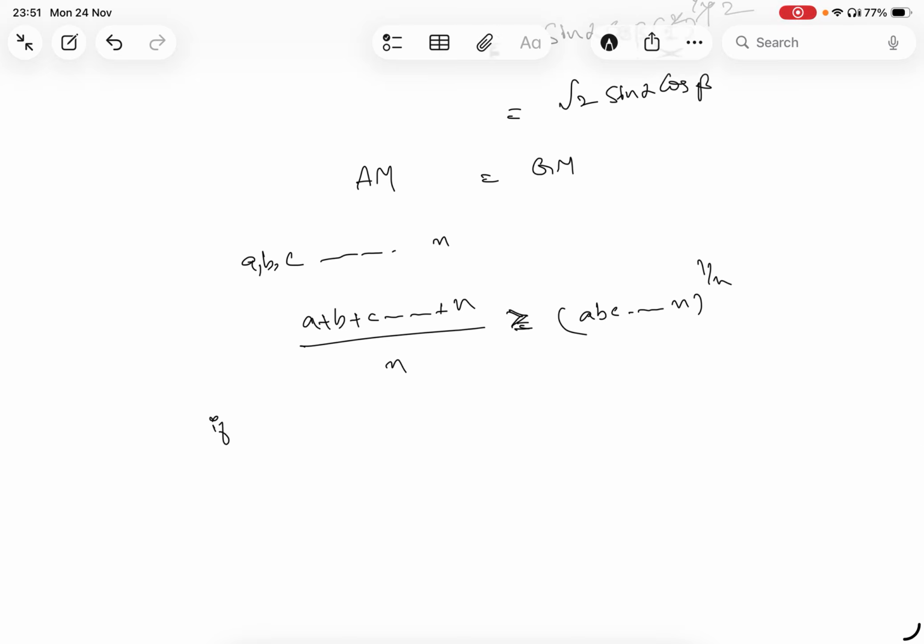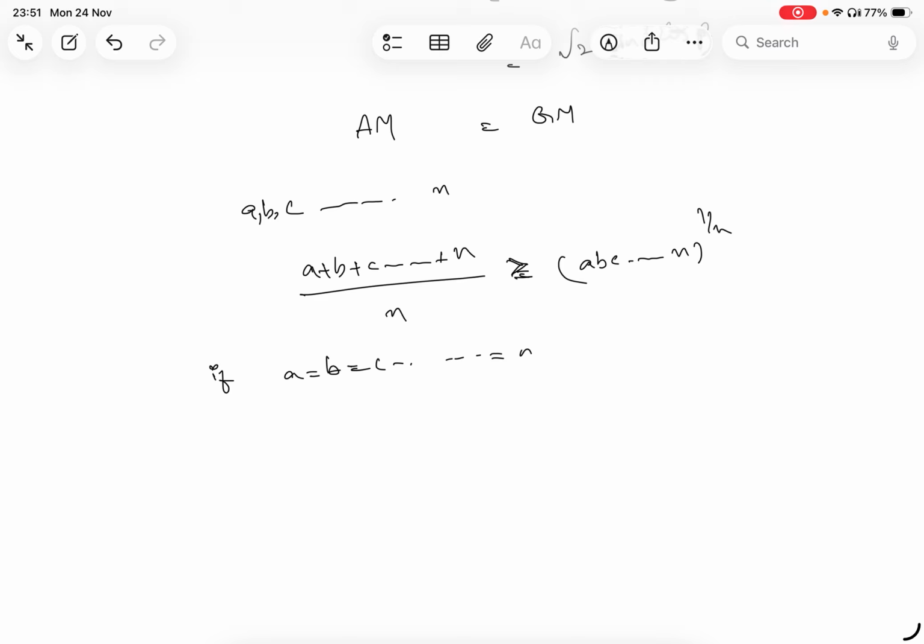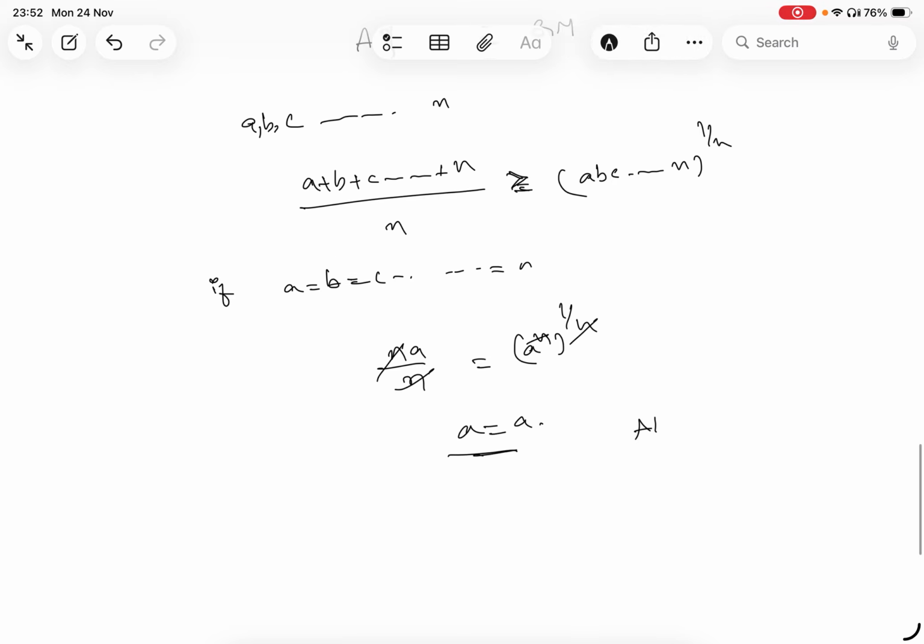Now if all these terms are equal, that means a equal to b equal to c and so on up to n, then this will become a plus a up to n terms. This becomes na by n. Then this becomes a into a, n times, which is a power n, whole power 1 by n. The n will get cancelled and the n will get cancelled. Then a equal to a. So the arithmetic mean becomes the geometric mean when the terms are equal.